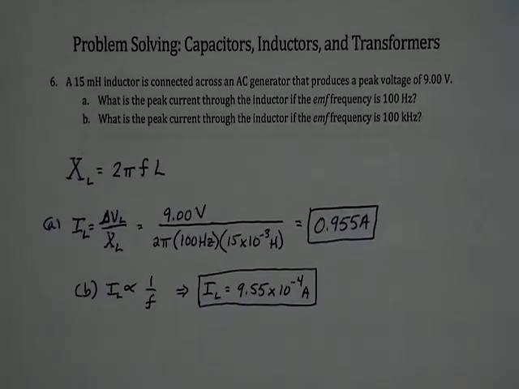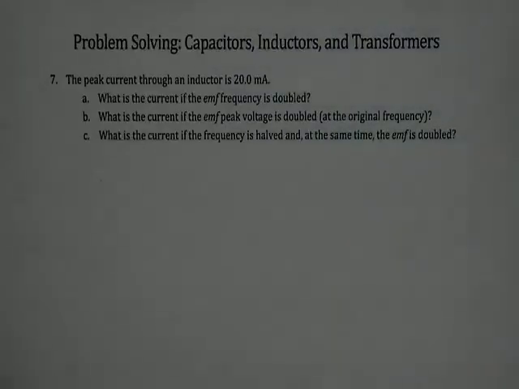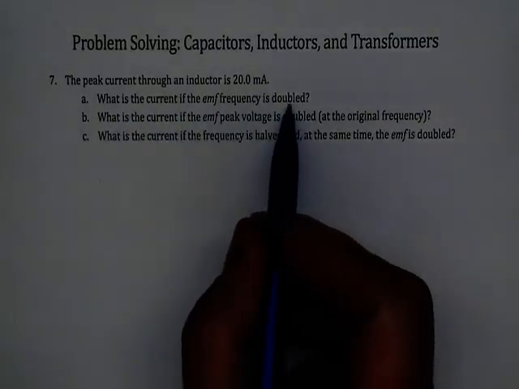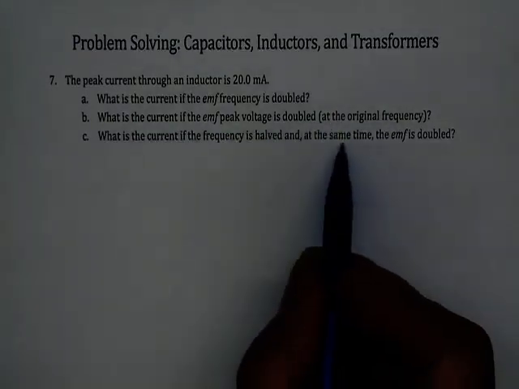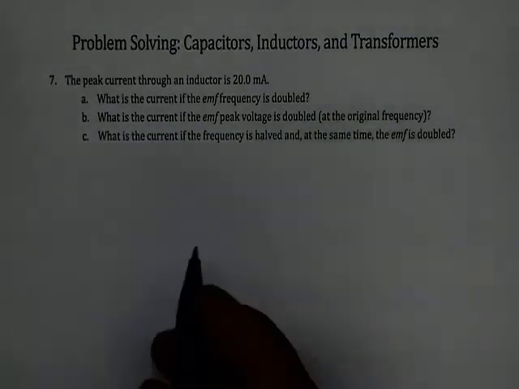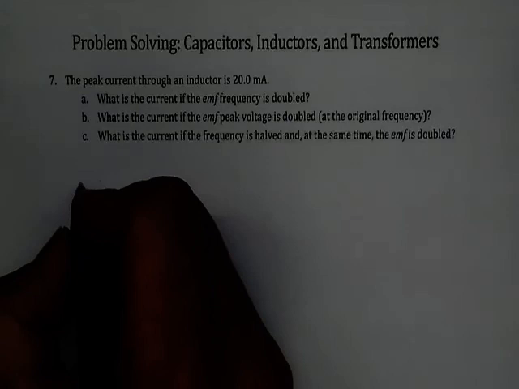And the final question reads: a peak current through an inductor is 20 milliamps. What's the current if the EMF frequency is doubled? What's the current if the EMF peak voltage is doubled? What's the current if the frequency is halved and the EMF voltage is doubled at the same time?